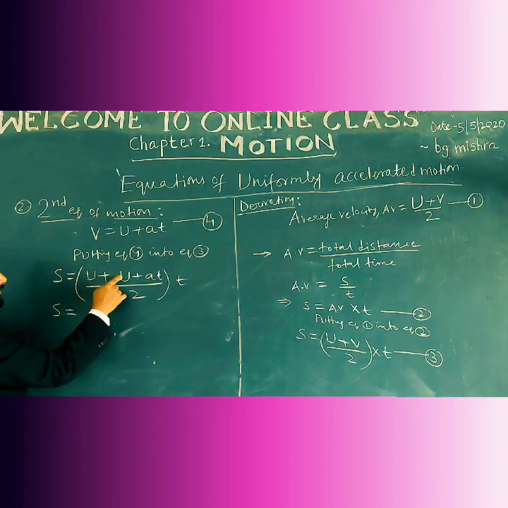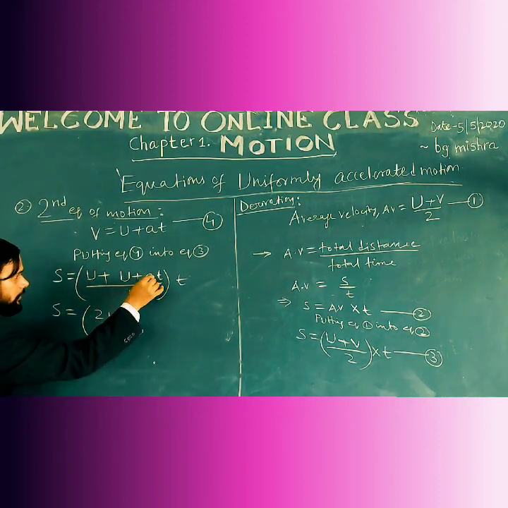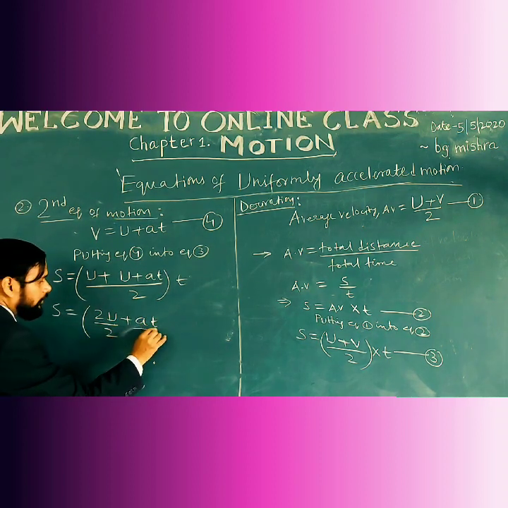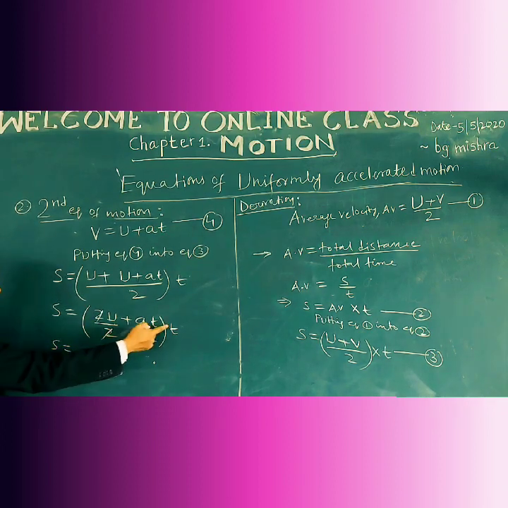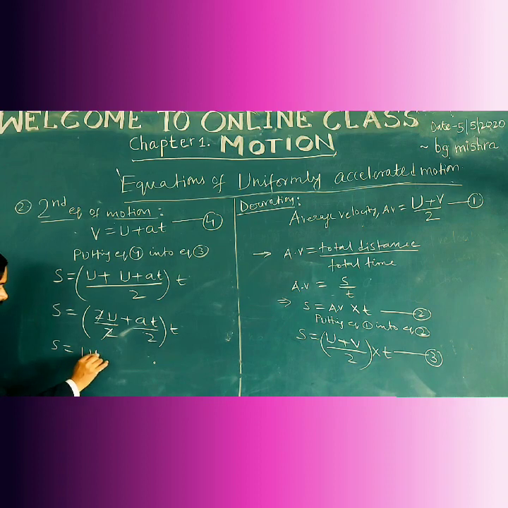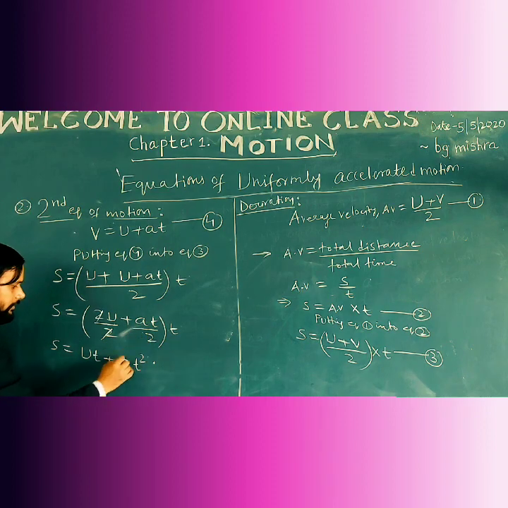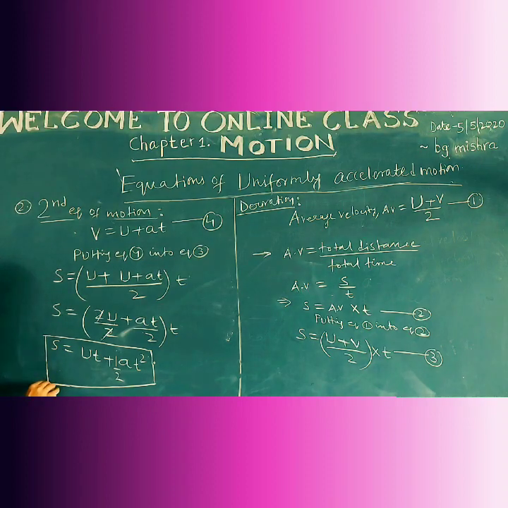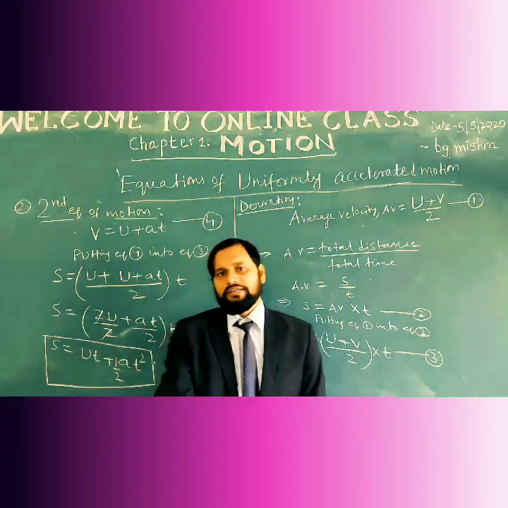Now U plus U is 2U plus AT, we are separately dividing upon 2 into T. See, now we are multiplying with T. 2 cancels, S equals U into T, UT plus A into T, AT square, this is upon 2. So now we have got the second equation of motion, that is S equals UT plus half AT square.